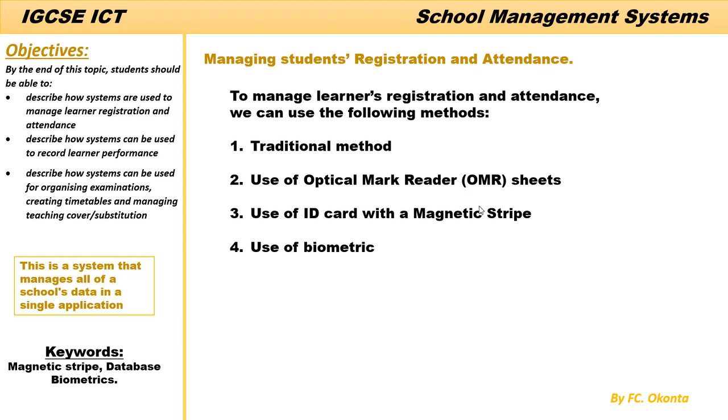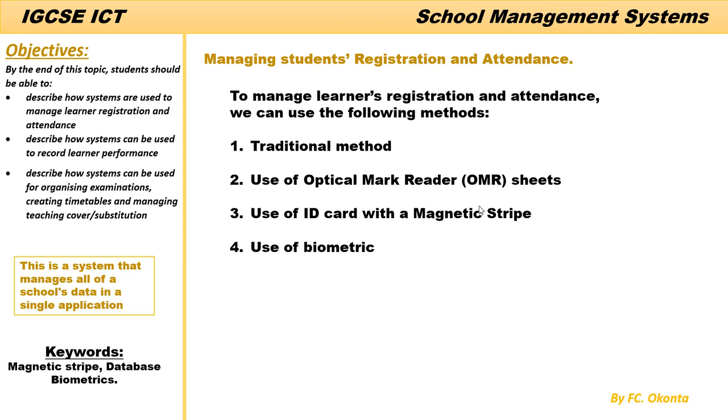The traditional method, which I mentioned earlier on, is whereby the teacher will call the name and use a pen to mark the student for present or absent. There's a particular mark for present and a particular mark for absent. The second one is the use of OMR sheets, whereby the teacher will still call the name, but this time the teacher will shade present and leave out absent. At the end of the day, the OMR sheet is taken to the OMR reader that scans it and transfers the record to the computer database.